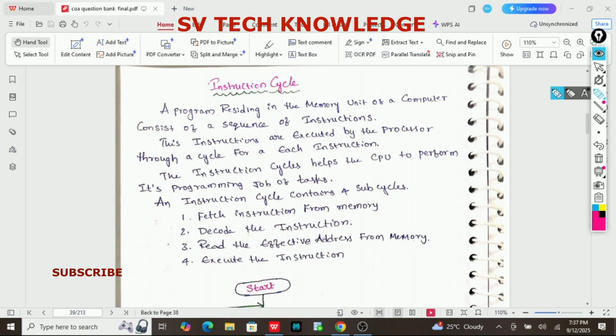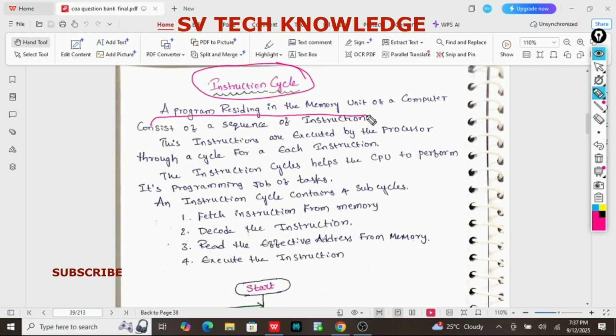Coming to the topic, instruction cycle. This is a very important topic in the COA subject for B.Tech. We know what a program is. A program is a set of instructions, right? An instruction is a combination of micro operations. So whenever we give an instruction, from the start, the process that happens by executing it will be explained in the instruction cycle.